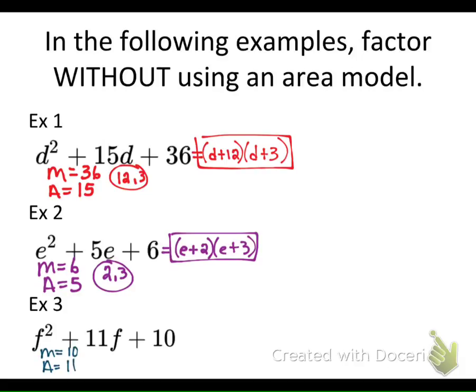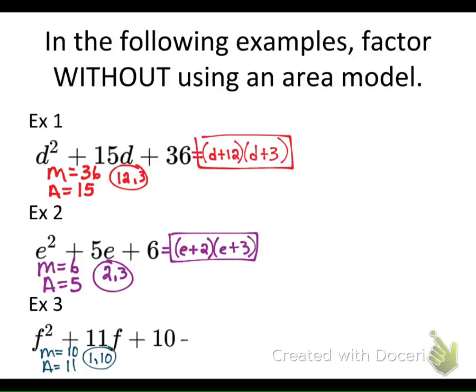Because the M is 10, that's your multiplication, that's your factor, so you use your factor pairs. Find the factor pairs of 10. Which of those can you then add together to get 11? 1 and 10. So I'm going to put 1, comma 10. I'm going to circle it. And now I'm ready to write it out.